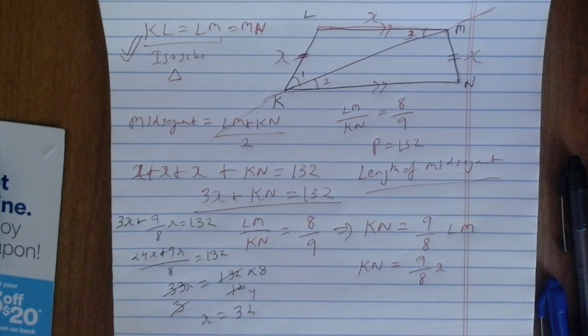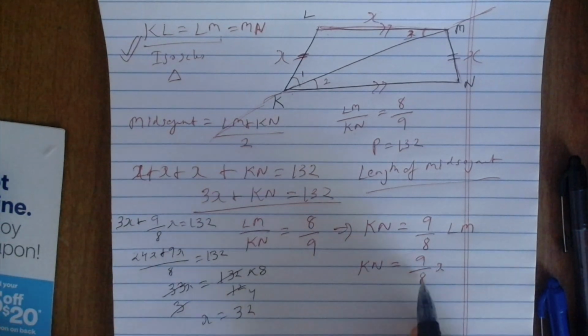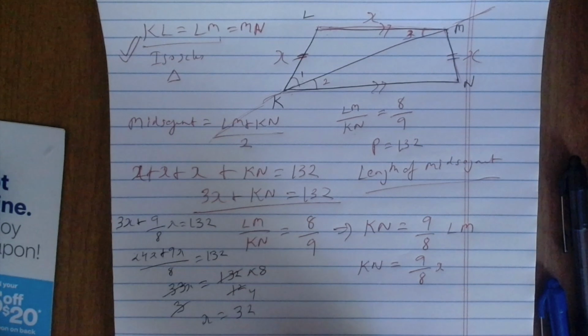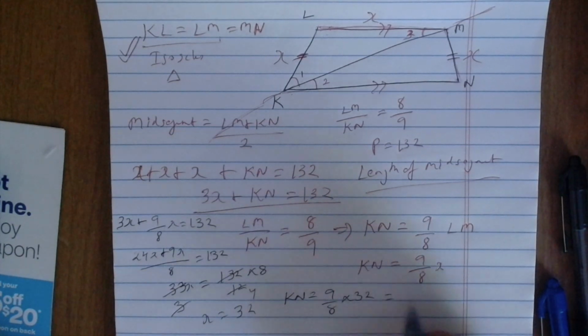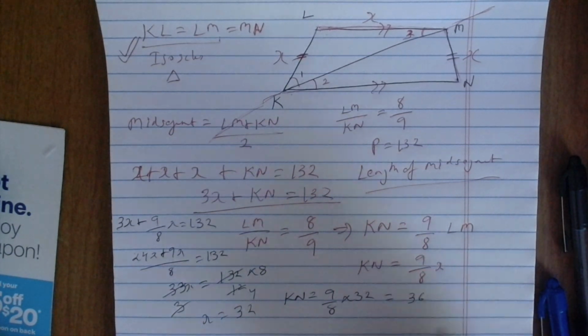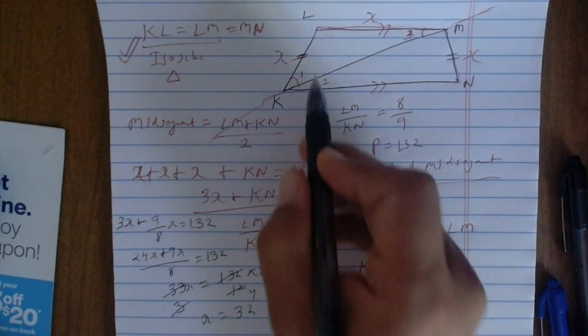So if x is 32, you know KN is 9 by 8 of x. So KN shall be 9 by 8 of 32, which will be 36. So we know the mid segment. The mid segment is the line joining the midpoints of the legs. So the mid segment is equal to LM plus KN divided by 2. This we already saw earlier.